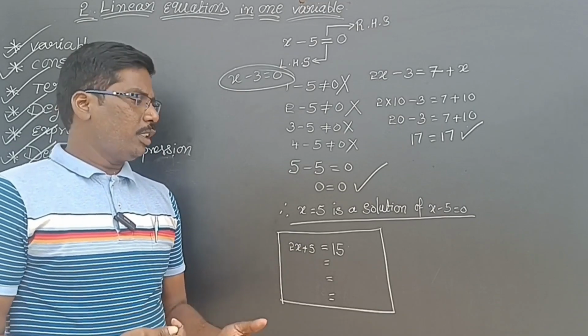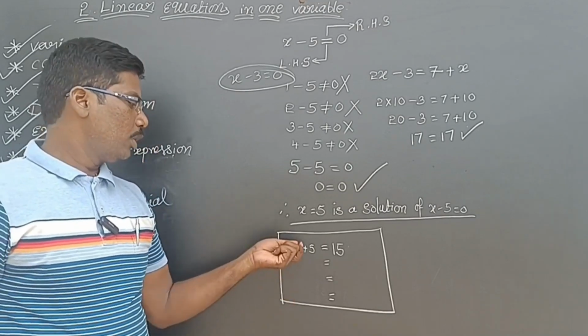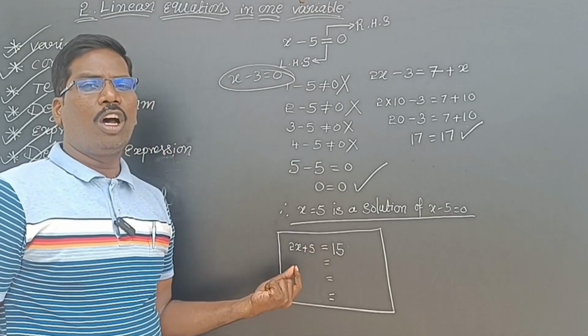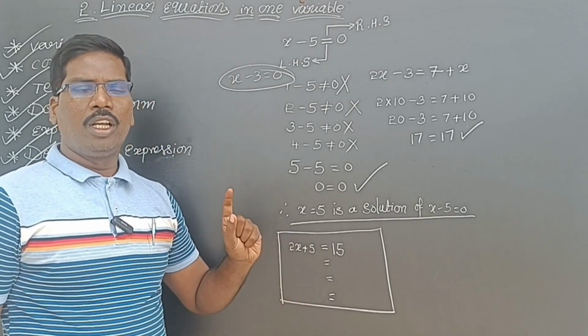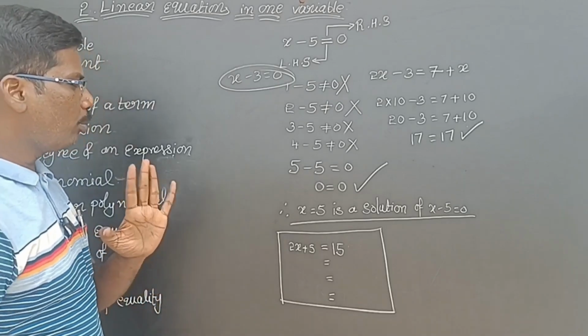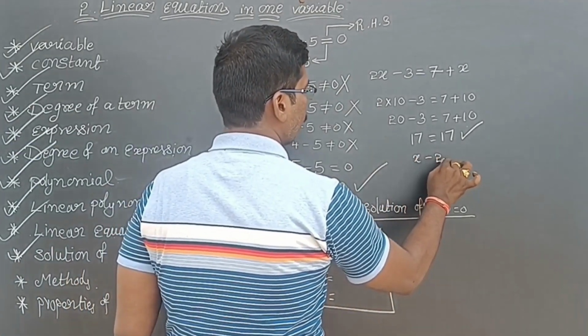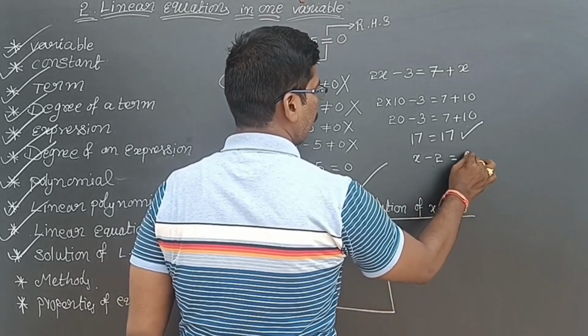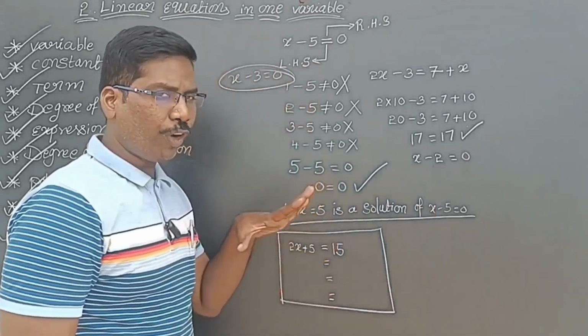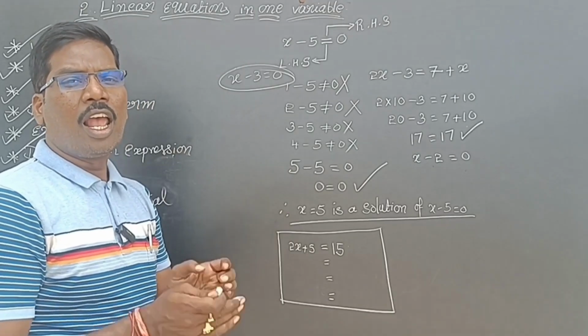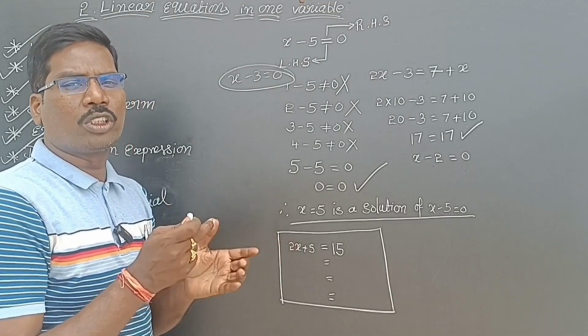Now what are the methods? For finding the x value, the same number should be added on both sides. That is one method: the same number should be added on both sides. For example, x minus 2 is equal to 0. I have to find x. The first method is adding the same number to both sides.